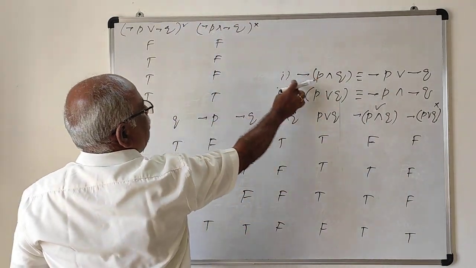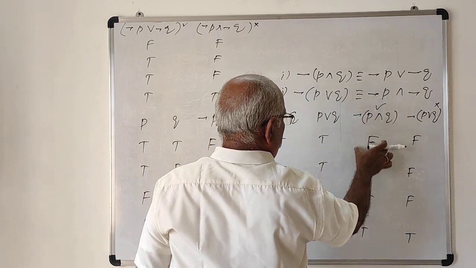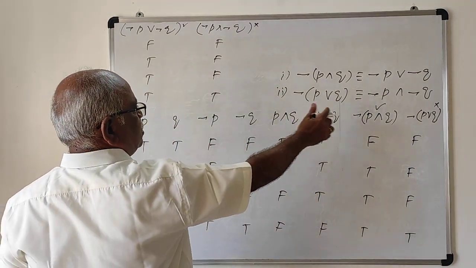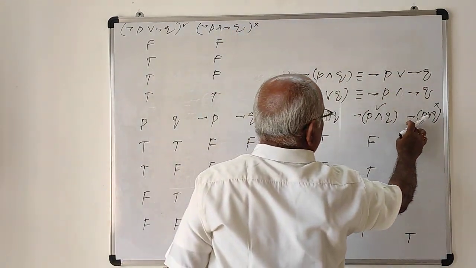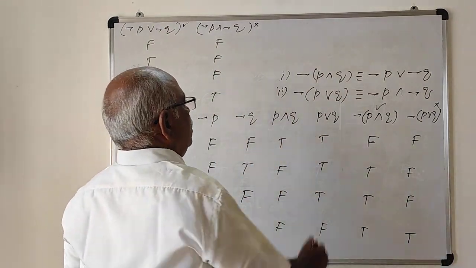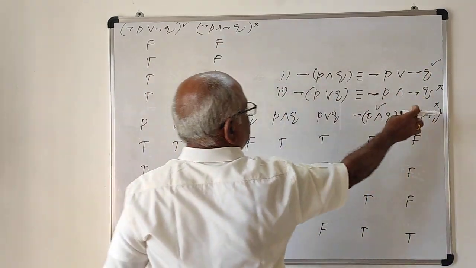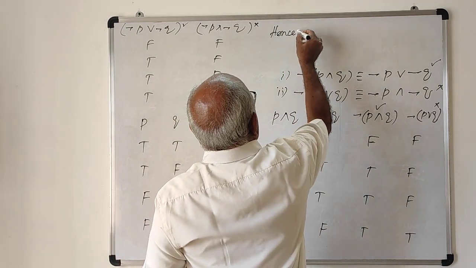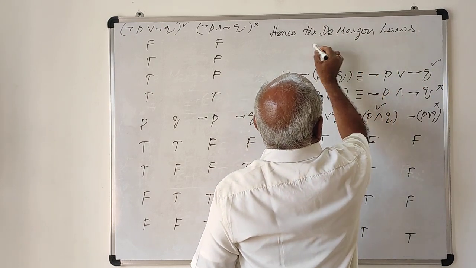The tick shows the first law: negation of P conjunction Q is equal to negation P disjunction negation Q, F, T, T, T. The cross marks show the second law: negation of P disjunction Q is negation P conjunction negation Q, F, F, F, T. So these two laws are derived. Hence, the De Morgan laws are derived.